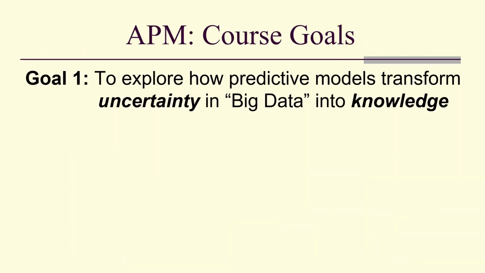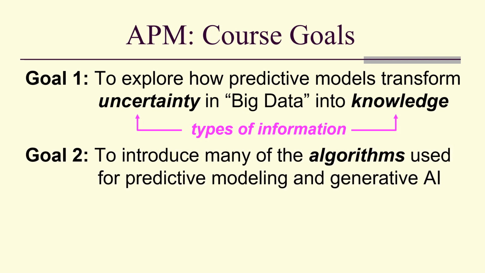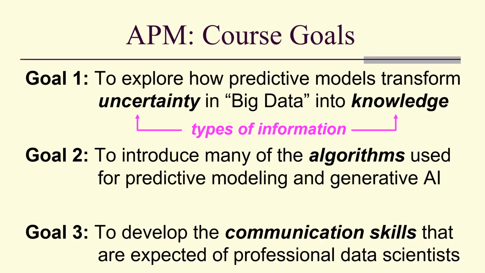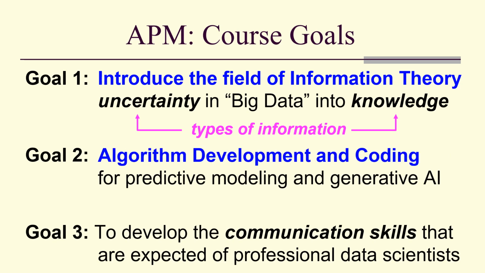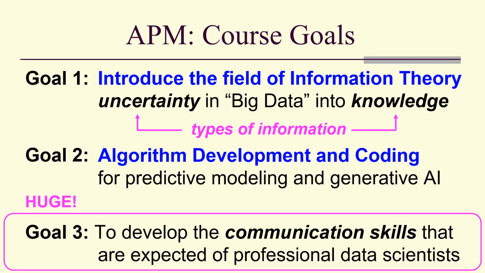So course goals. First off, we want to explore how predictive models transform uncertainty in big data into knowledge. Notice uncertainty and knowledge are both types of information. Our second goal is to introduce many of the algorithms used for predictive modeling and generative AI. And thirdly, to develop the communication skills that are expected of professional data scientists. So, we're introducing the field of information theory. We're going to be doing algorithm development and coding. And very, very important, we're going to develop communication skills that are expected of professional data scientists.